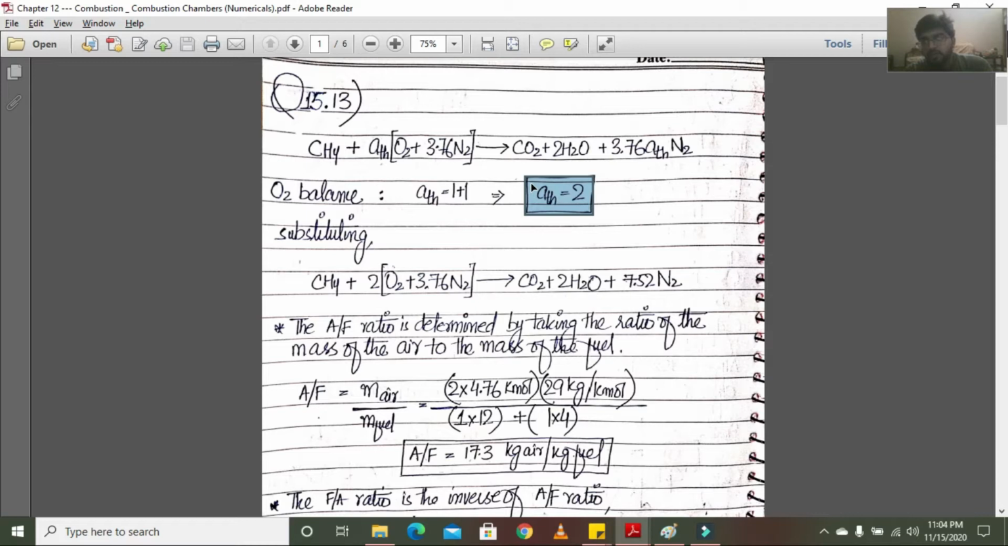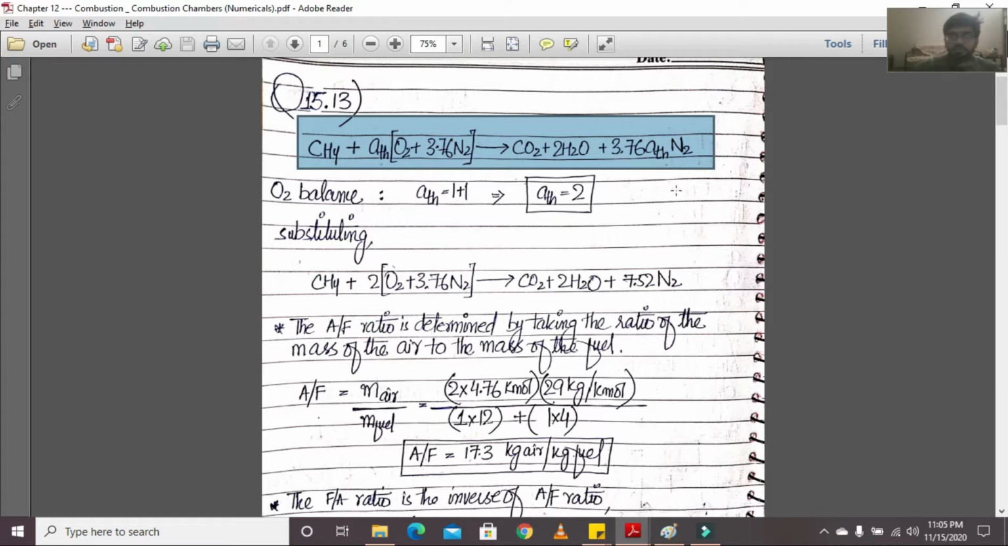Now the next step, the first step was the formation of the equation, then the balancing of the oxygen and determining the unknown variables in this equation, which we have mentioned earlier. Now the third step is basically the formation of the balanced equation. Means we will substitute the unknown variables which we have determined. So I will substitute the value of ATH in the above written equation.